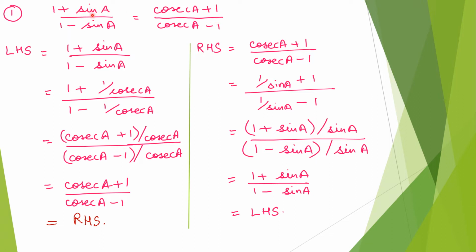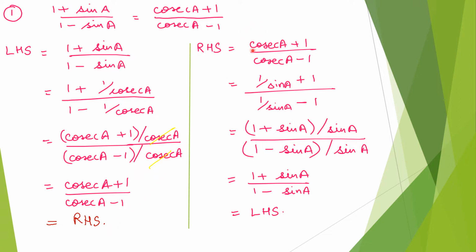So you can see this is sine and this is cosec, which means that if I convert this sine to cosec, that is, you know, sine is the reciprocal of cosec. So I'm writing down sine as 1 upon cosec, and in the denominator this sine is 1 upon cosec. Now I will take the LCM. So this will become cosec A plus 1 divided by cosec A and cosec A minus 1 divided by cosec A. This cosec and this cosec get cancelled, and therefore I'm getting the right hand side. This is my right hand side.